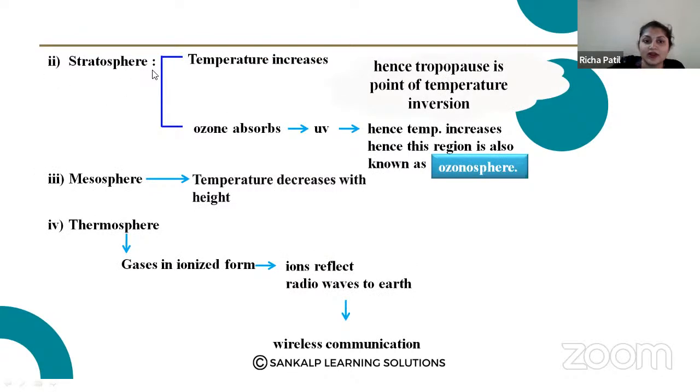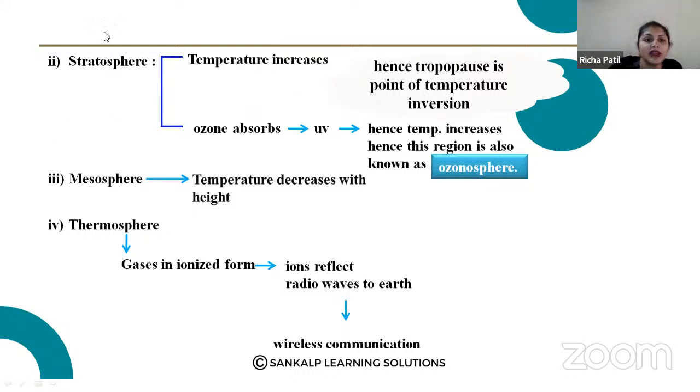Next is the stratosphere, which is next to your troposphere. What happens here? As you go above, as the altitude increases, the temperature also increases. So here there is a point of temperature inversion. Between the upper layer of the troposphere and the lower layer of the stratosphere, you have the stratopause.